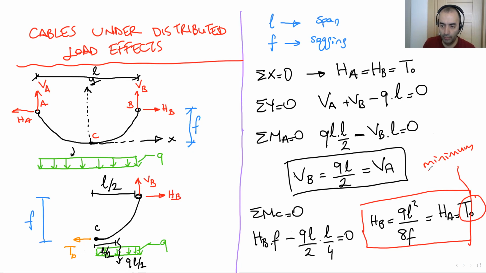Minimum tension in the cable. So you have to know this equation, QL squared over 8F gives you the T0. Also under this uniform distributed load, it equals HB and HA. We have to know this. Okay, T0 is important. There is one more thing before the break.